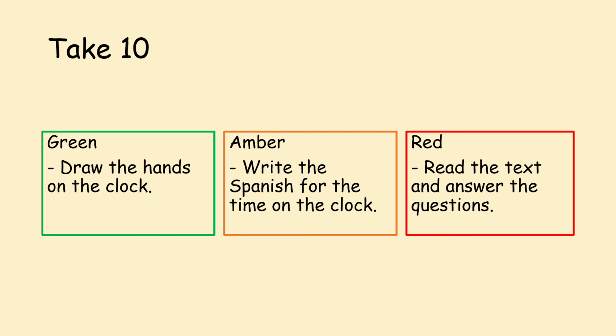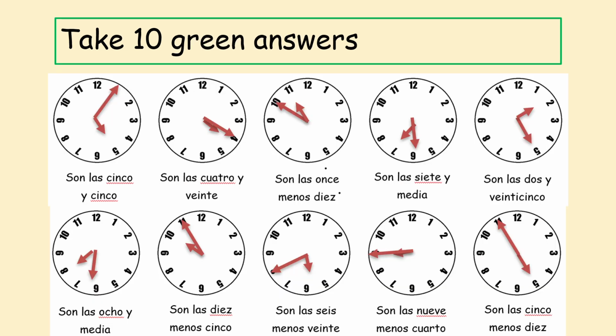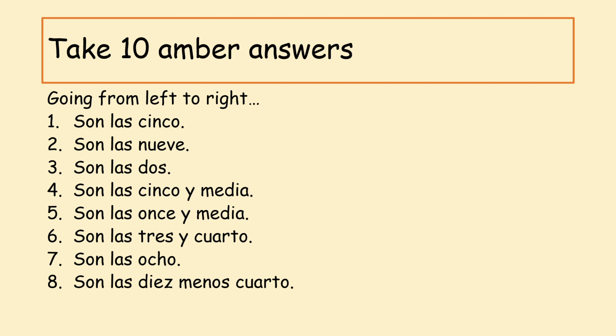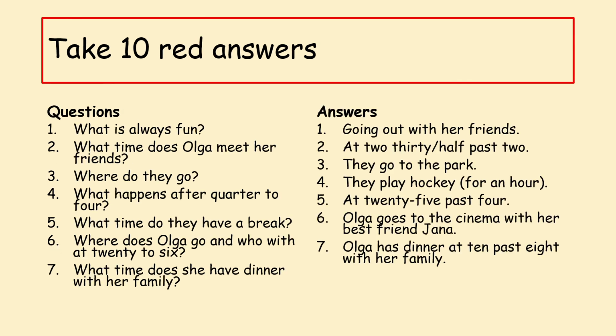Right, answers. For green, this is what you should have. Pause the video and make any changes. For amber, going from left to right, so we should have son las 5, son las 9, son las 2, so on and so forth. And for red answers, you've got the questions on the left-hand side, and I've put the answers on the right-hand side.